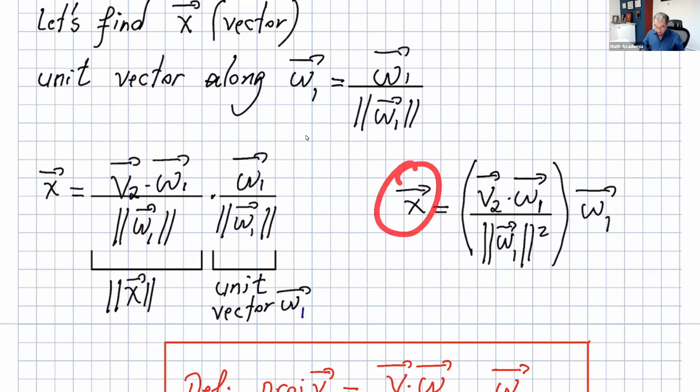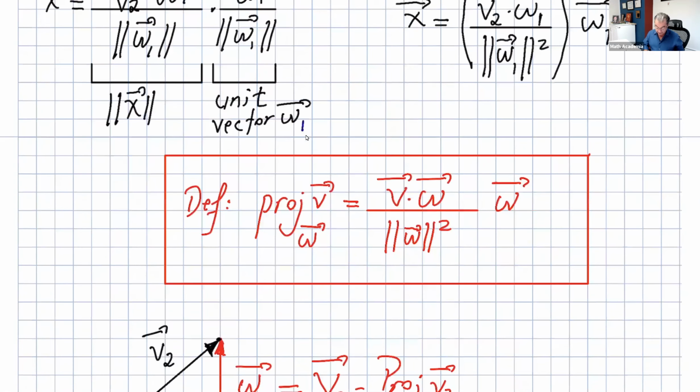Or if you want to write it nicer, you can just say x is inside the parentheses w2 dot w1 divided by norm of w1 squared times w1. Generally in Rn, that's how you can write it.